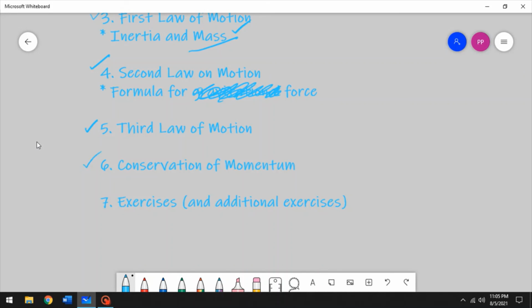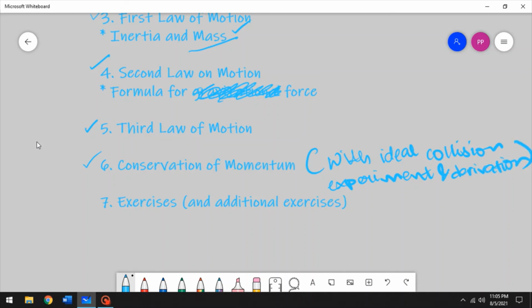Then we learned about the conservation of momentum with the ideal collision experiment. That was the experiment that we did, and we derived the law. I mean, we proved theoretically, we verified the law, alright? And then we just scrolled through exercises and additional exercises, alright? With that, we are done with the chapter force and laws of motion.